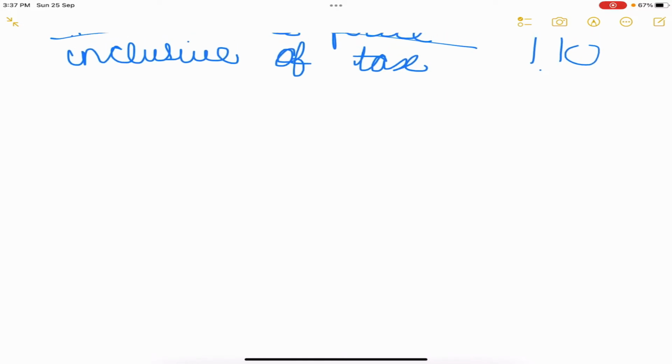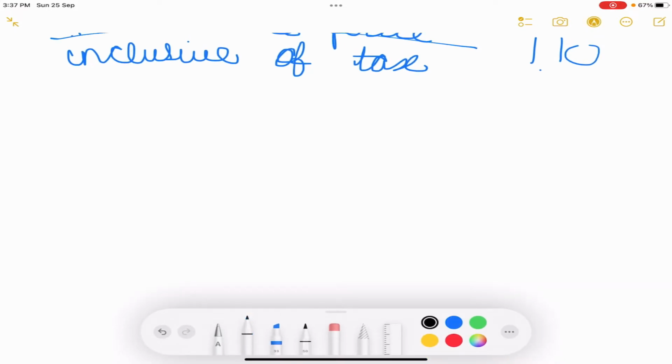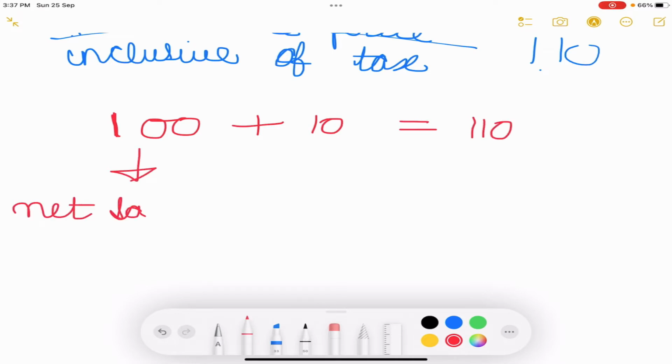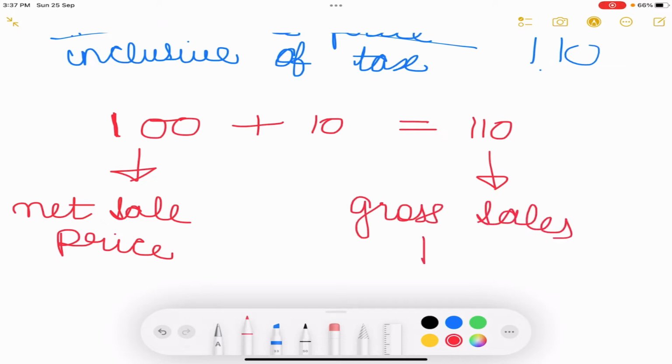So now we have a few formulas to keep in mind. It's very easy, don't worry, and I'm repeating it again. I hope you are making notes of these because you have to. So now you understood what net sales price is and you know what gross sale value is. So in the biscuit example, or the chocolate example, we have 100 plus the 10 rupees tax, which is equal to 110. So the 100 is nothing but net sales value, net sale price, and the 110 is nothing but the gross sales price. Okay, clear till now?